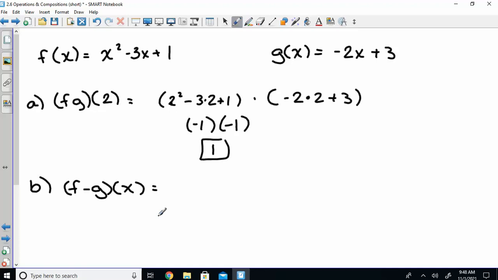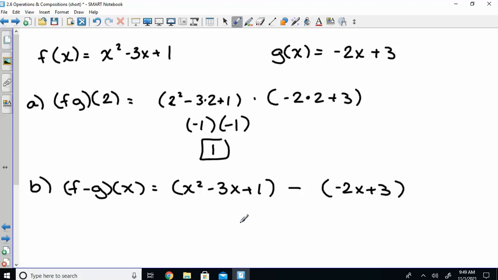All right. What if I asked you to do f minus g of x? So in this case, I didn't give you a number to plug in. So that just means we're subtracting those two equations. So f of x is x squared minus 3x plus 1, minus g of x, which is negative 2x plus 3.